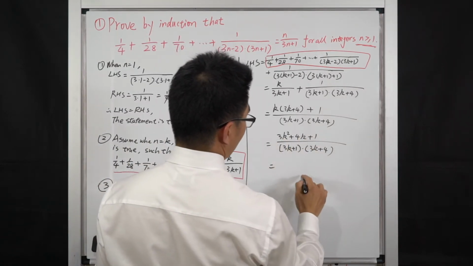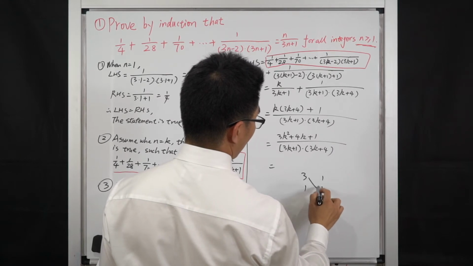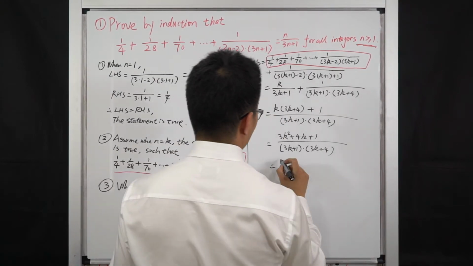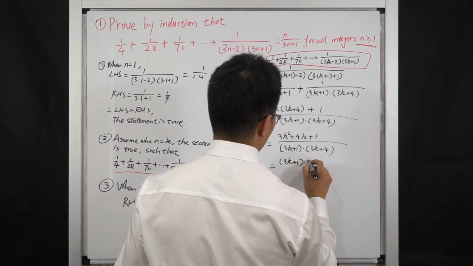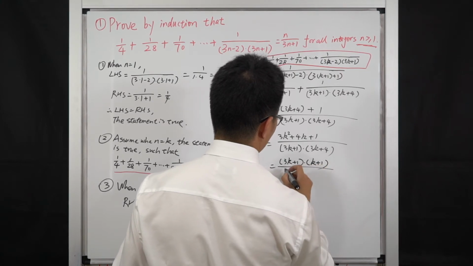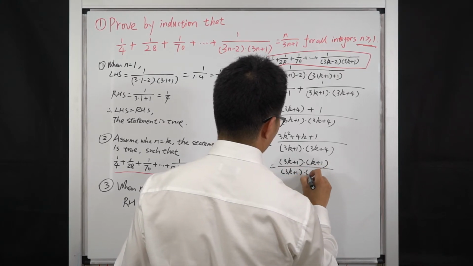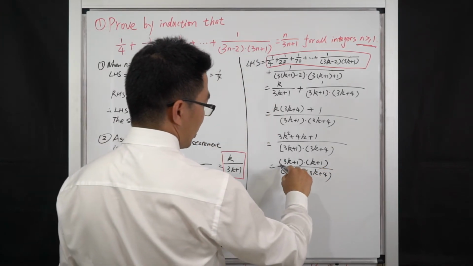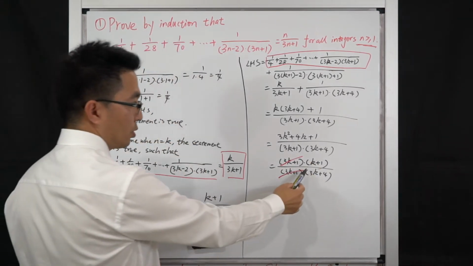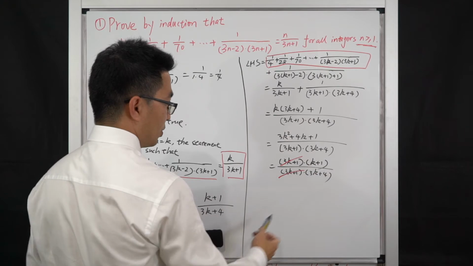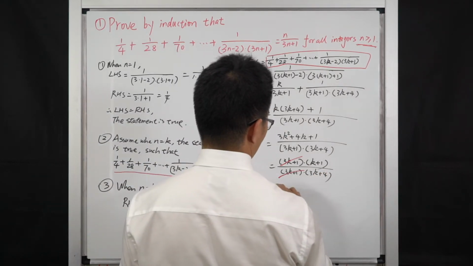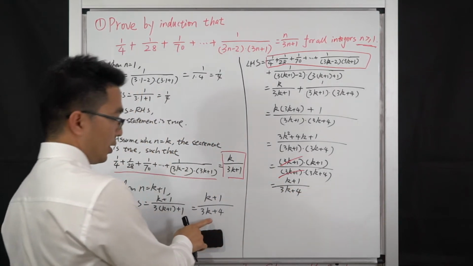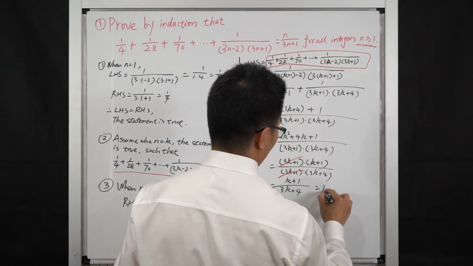Of 3, 4, 1 is 3, 1, 1, 1. So 3 plus 1 is 4, right? So 3k plus 1 times k plus 1. So we have 3k plus 1 times k plus 1 over 3k plus 1 times 3k plus 4. Then we can eliminate the 3k plus 1 over here, right? So you get k plus 1 over 3k plus 4, exactly equal to the right hand side.